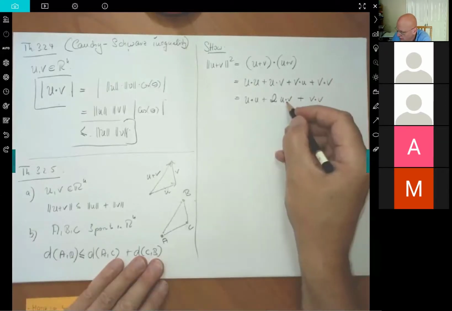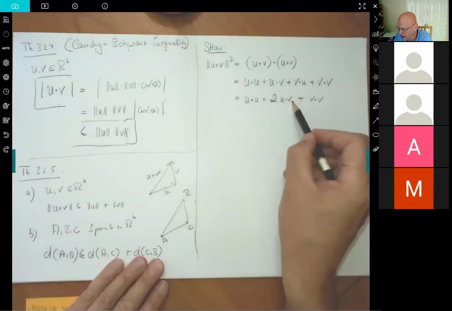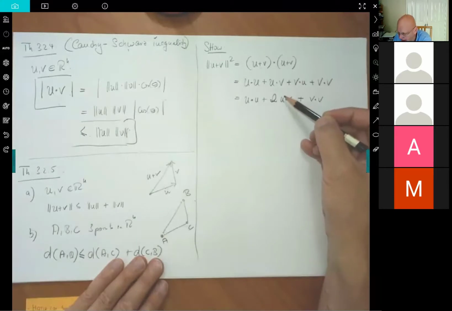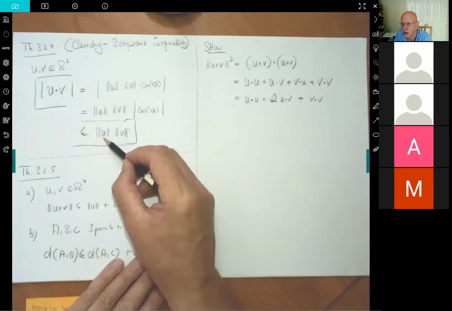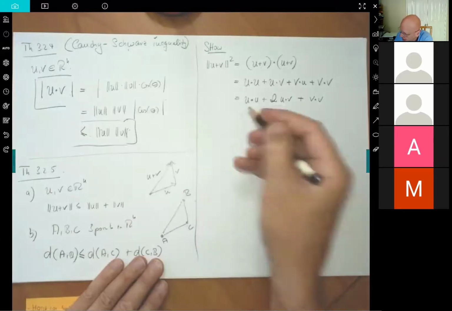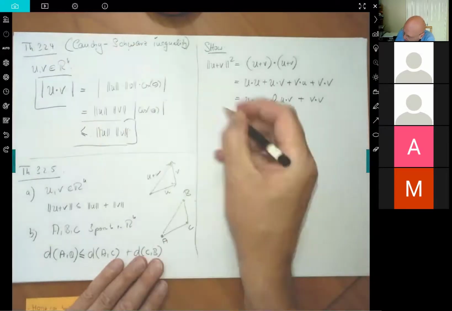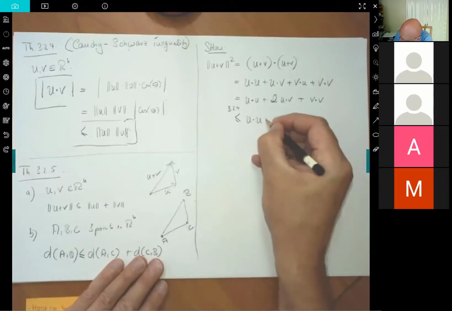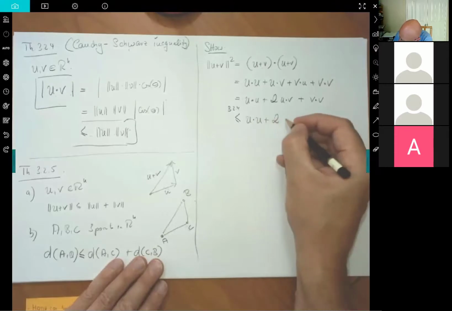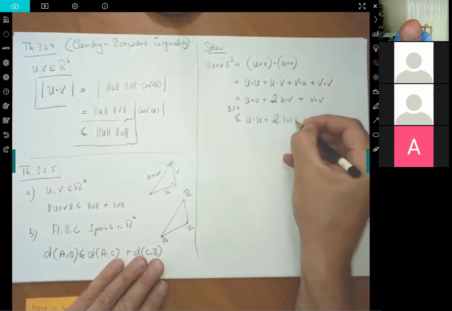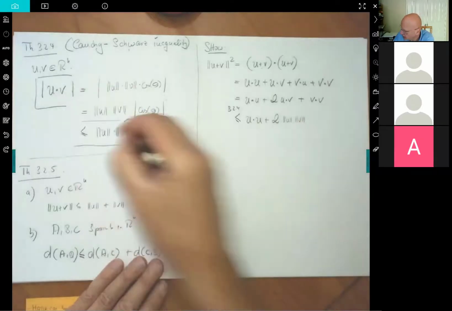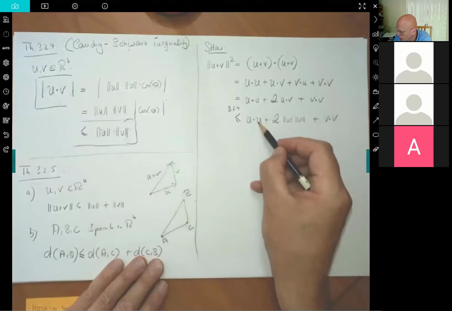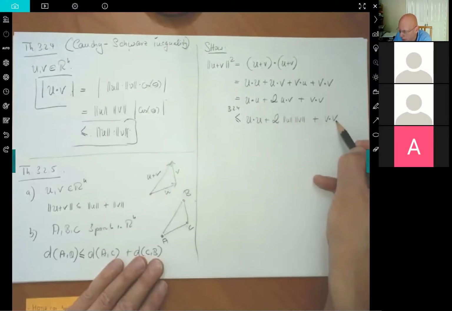Now we know by Cauchy-Schwarz u dot v, the absolute value, so this can be plus or minus, but even if I take it always plus, it's smaller than u times v norm. So now we use this result here, 3.24. This is smaller than u dot u plus 2 times norm u times norm v, that's from here, plus v times v. Last thing, u dot u is norm u squared, v dot v is norm v squared.